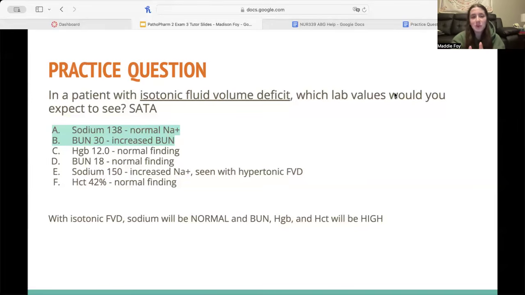So I know this one was a little trickier. Don't freak out if you got it wrong. I just would make sure you're familiar with all those ranges to be able to identify what's high and what's low.